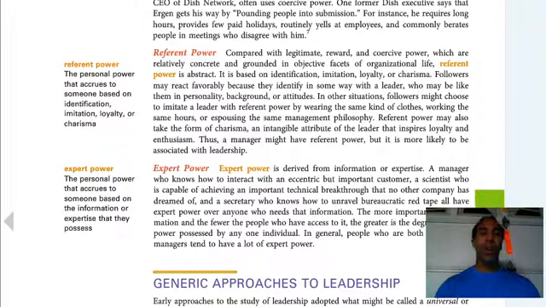Referent power. This is a personal power that accrues to someone based on identification, imitation, loyalty, or charisma. It'll lead into charismatic power. You have certain people that you're bound to, you're loyal to them, you feel their brand of charisma, and you stick with them. Expert power is a personal power that accrues to someone based on the information or expertise that they possess.